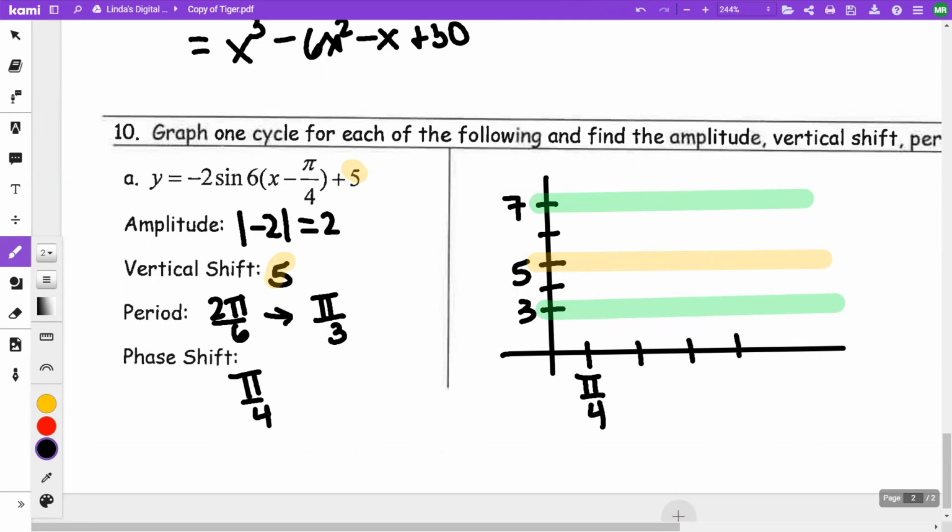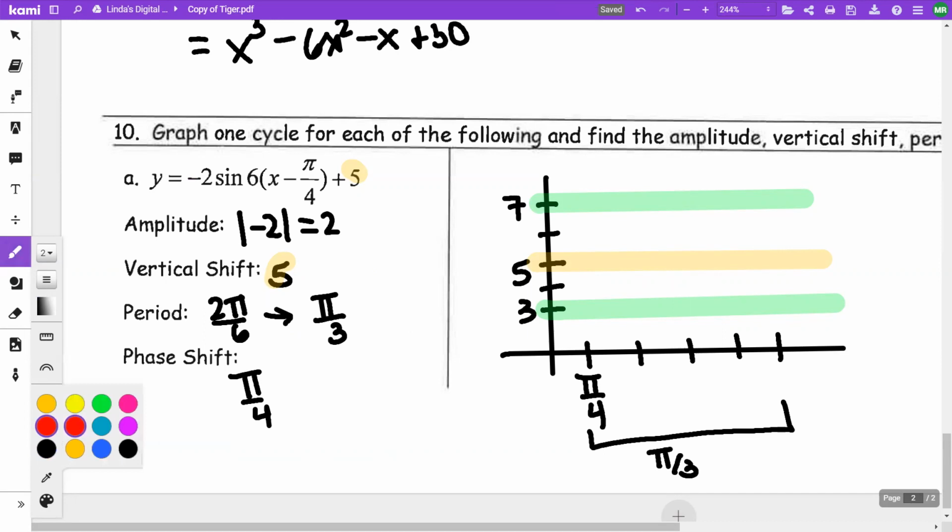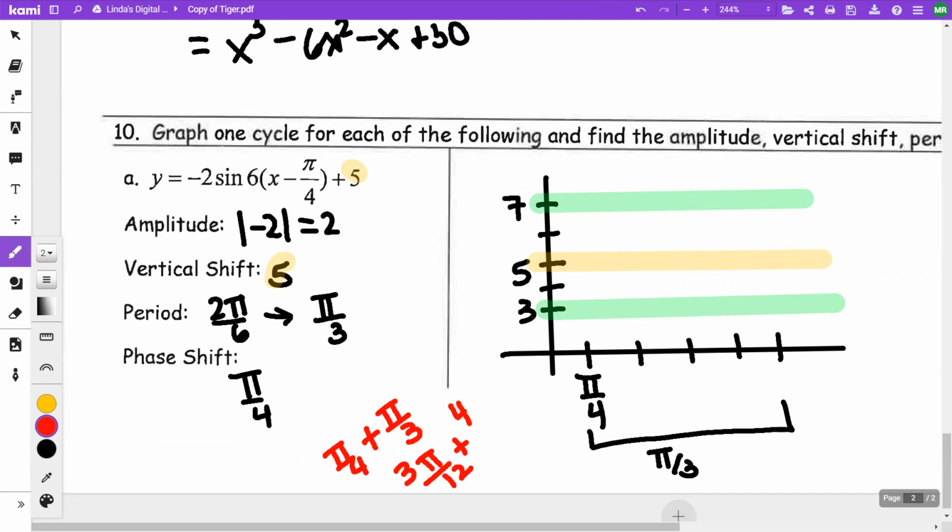2, 3, 4, 5. Now, from here to here, it's going to be going a total of pi thirds difference. So I am going to take pi fourth plus pi thirds. I'm going to get a common denominator. So that's going to be 3 pi twelfths and 4 pi twelfths, which becomes 7 pi twelfths.